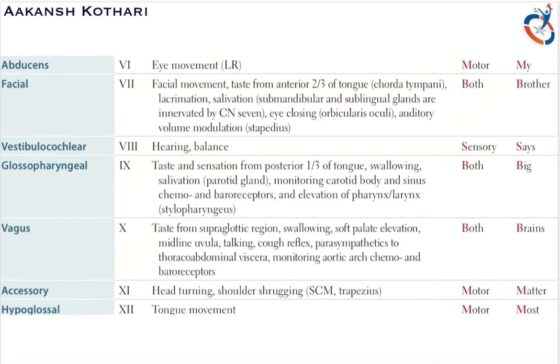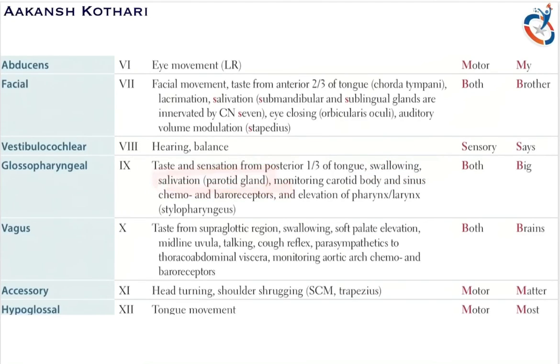Now talking about cranial nerve number 9. Cranial nerve number 9 is the glossopharyngeal nerve. The glossopharyngeal nerve is again a combination of both sensory as well as motor, and it is used in taste and sensation from the posterior one-third of the tongue. Okay, so it is used in taste as well as sensation from the posterior one-third, not the anterior two-thirds. Is this clear? It is also helpful in swallowing, salivation from the parotid gland.